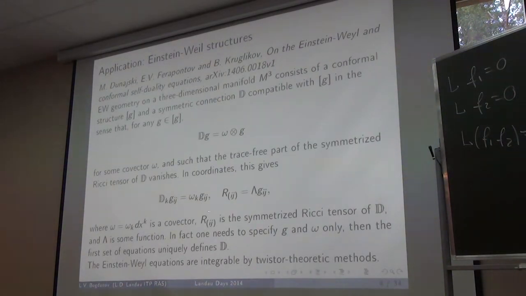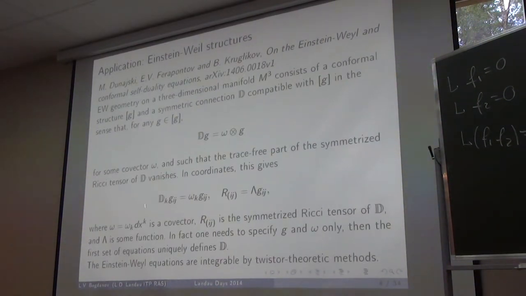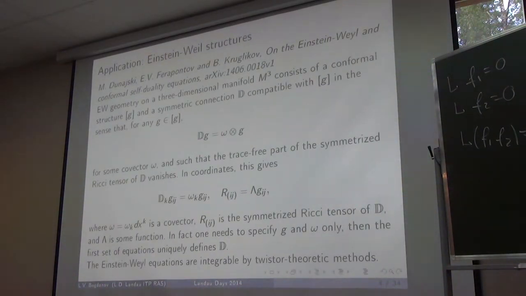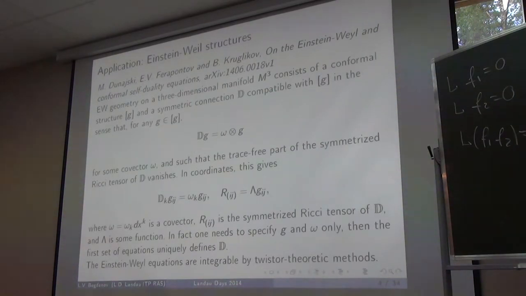So let's once again. This is a connection which doesn't change the conformal class. And this is a condition: the symmetrized Ricci tensor is proportional to the matrix, where lambda is some function. So this is it.